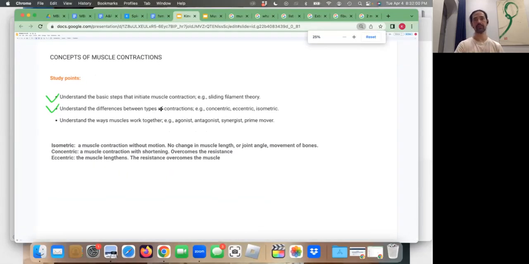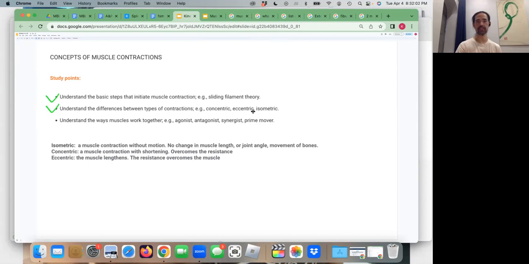Understand the differences between the types of contraction, like concentric, eccentric, and isometric. I just put some good old-fashioned boring words on this slide because I want you guys to be able to speak, to say what isometric, concentric, and eccentric are. It's really important. Oh, I should add isotonic.